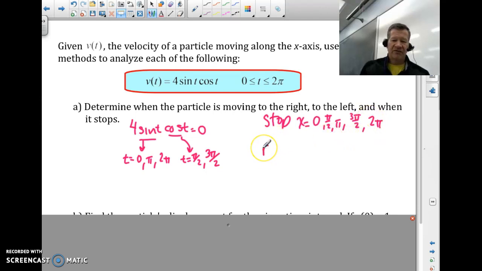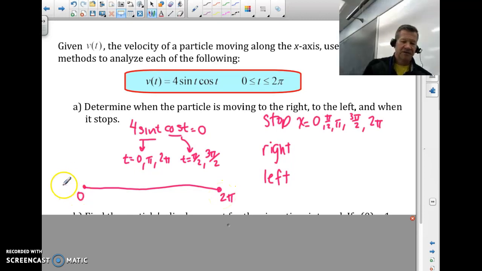Now, when does it move right and when does it move left? Well, a sign chart would help with that. From 0 to 2 pi, we'll test the velocity to find out where it's positive and negative. So let me put down my critical values here, pi over 2 and 3 pi over 2. If I'm between 0 and pi over 2, I'm in the first quadrant. Everything's positive there, the 4 is positive also, so positive, positive, positive, that's good.